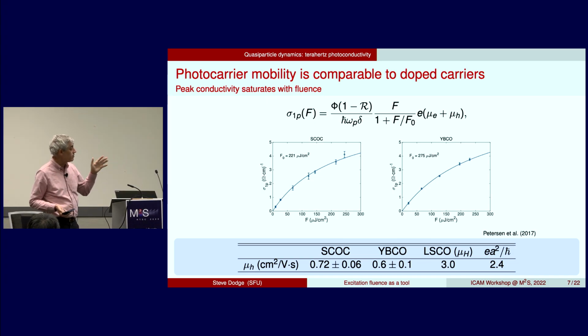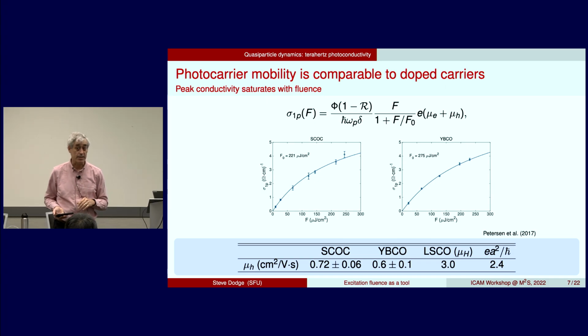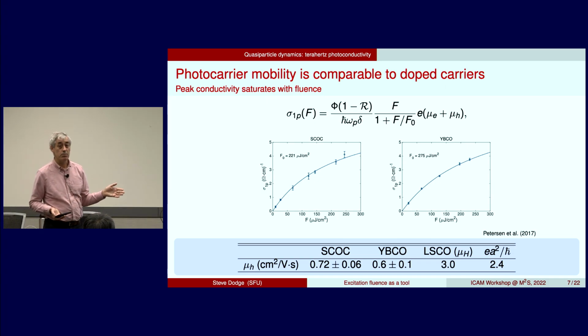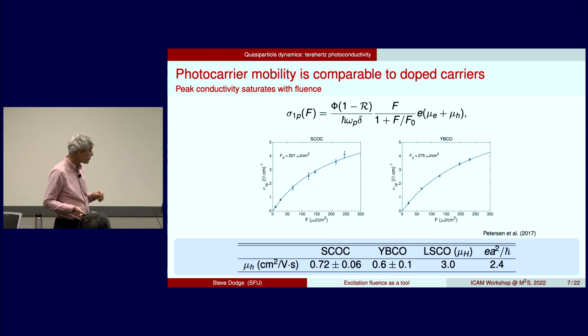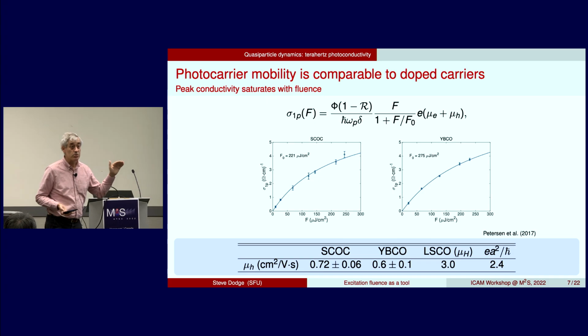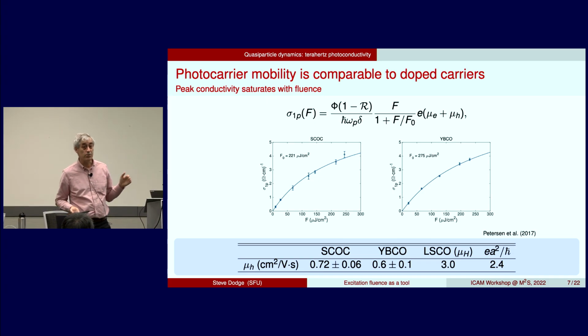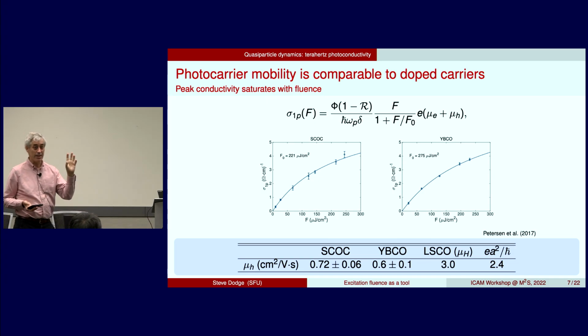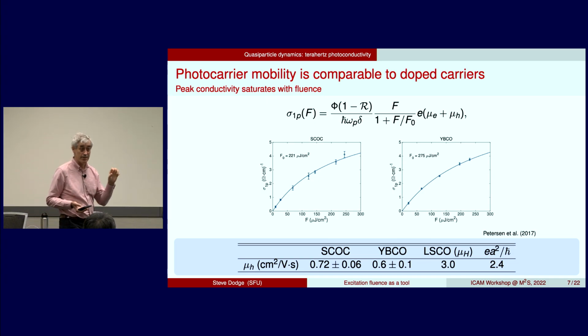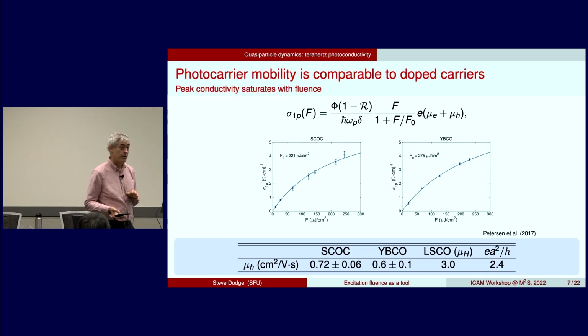And both of those are of order a centimeter squared per volt second, which is comparable to what people had observed previously in Hall measurements in equilibrium. So the answer to my original question is that yes, when you photoexcite carriers, they actually are mobile. They don't get stuck, they don't form excitons, at least not initially. They are free to move around. And in principle, you can think about them just as you do equilibrium carriers, except that they only last for a picosecond or so.